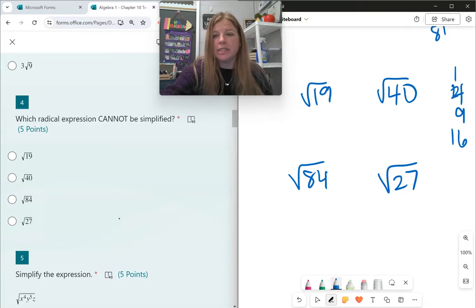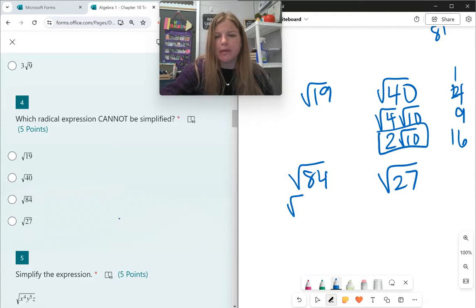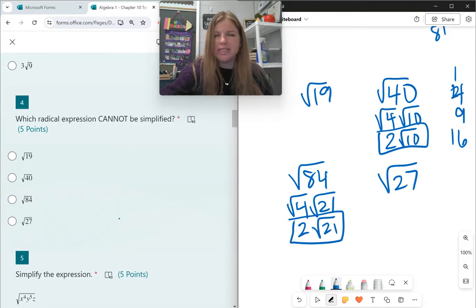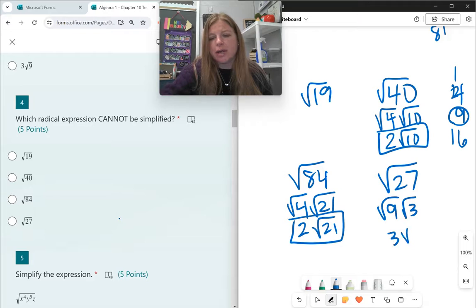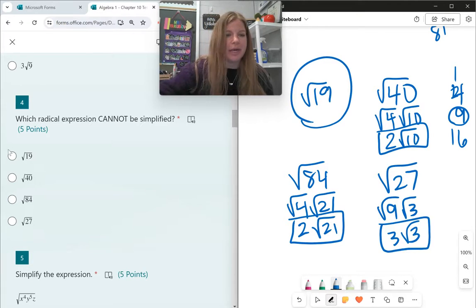40, 40 is divisible by 4. It's radical 4, radical 10, which is 2 radical 10. So that one can get broken down. 84 is also divisible by 4. It's radical 4 times radical 21, which is 2 radical 21. 27 is not divisible by 4, but it is divisible by 9. So that would be radical 9, radical 3, which is 3 radical 3. So the only one that cannot be simplified further is radical 19.